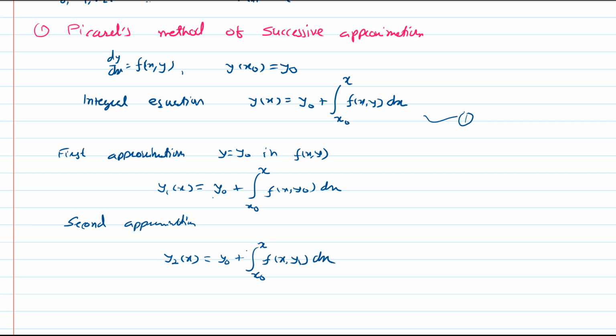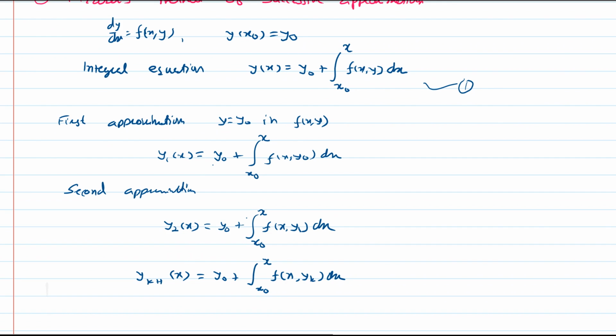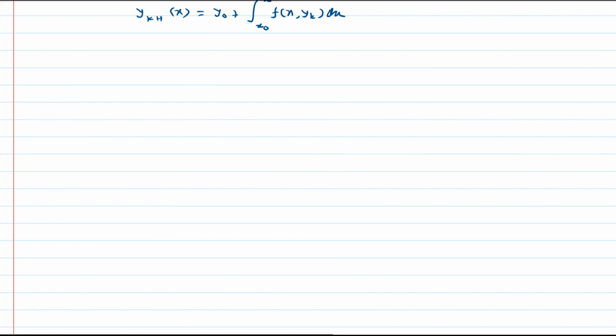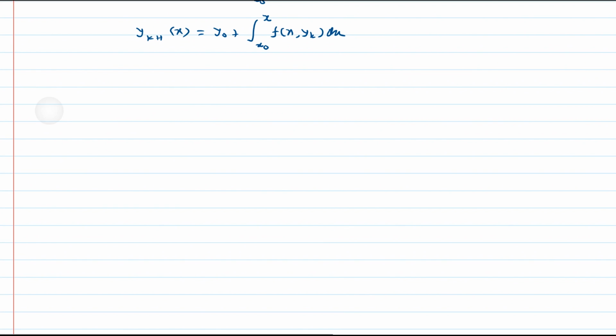If we go similarly in this process, the (k+1)th iteration will be y(k+1)(x) equals y0 plus the integral from x0 to x of f(x, yk) dx. So this is what we have to do, and we will iterate until the desired accuracy is obtained. Now let us try to see this by means of an example. Let us keep this formula with us.